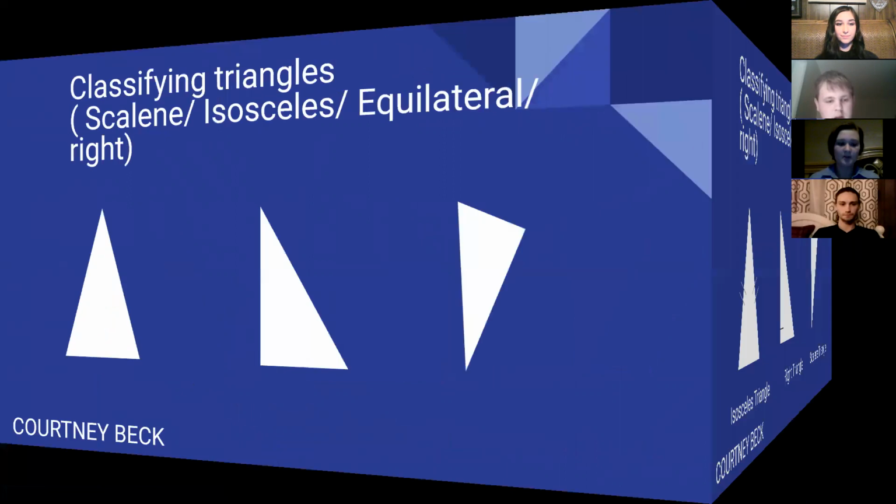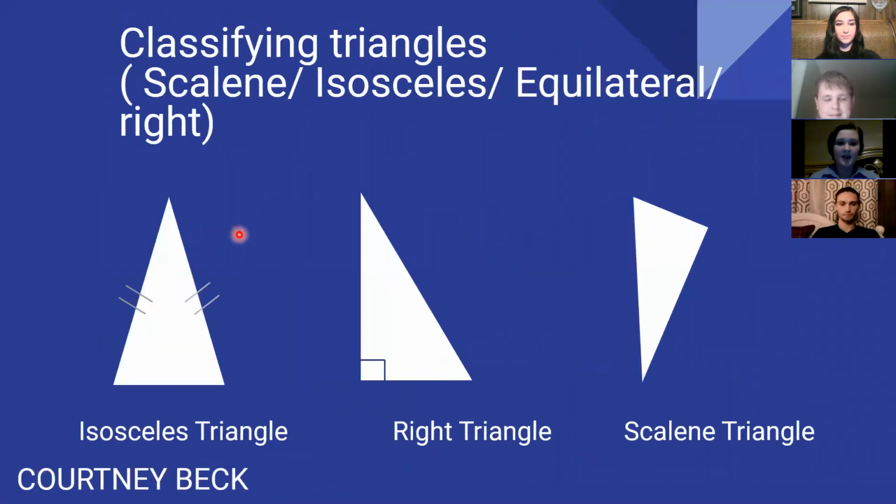Let me move it to the next slide. And this first triangle, you'll classify it by, you can see that 2 of the sides of the triangle are equal to each other. And this will make it an isosceles triangle. The next triangle, you can see that it has a right angle, making it a right triangle. And my last triangle, you can see that the 3 sides of the triangle, none of the sides are equal in length, so that will make it a scalene triangle.